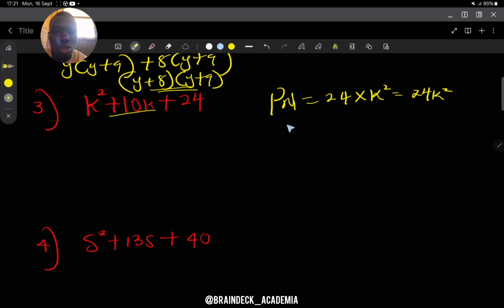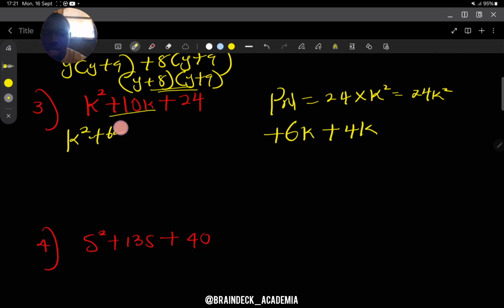Since it's 24, I can use plus 6k and plus 4k. Plus 6k plus 4k will give me plus 10k. Plus 6k times plus 4k will give me plus 24k squared. So I can now do this. It would be k squared plus 6k plus 4k plus 24.